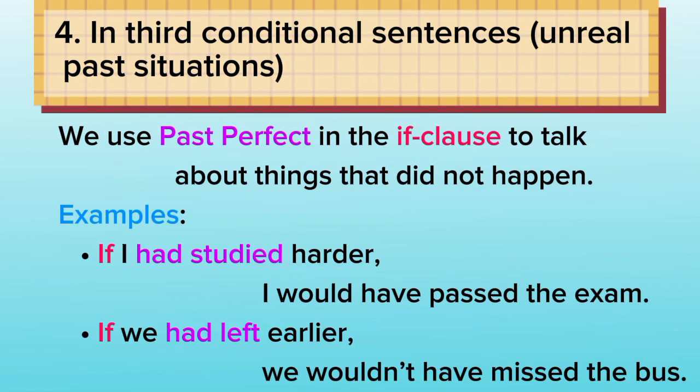Number 4. We use the past perfect in third conditional sentences. We use past perfect in the if clause to talk about things that did not happen. Examples: If I had studied harder, I would have passed the exam. If we had left earlier, we wouldn't have missed the bus.